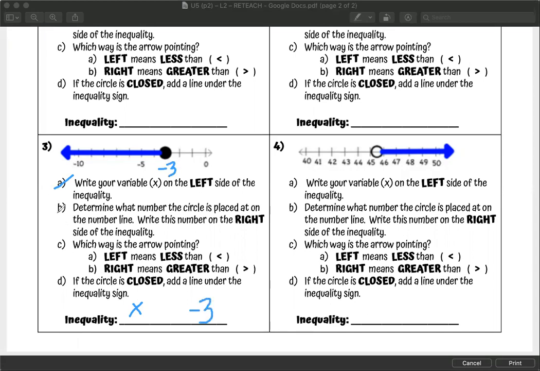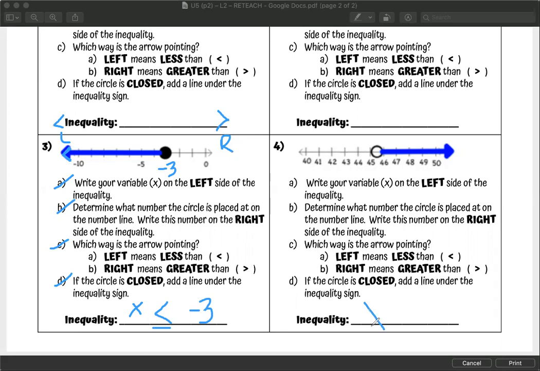So that was B. Now we're looking at C. Which way is our arrow pointing? We've got our arrow right here. Left means less. Right means greater than. So it was pointing to the left, so our inequality is less than. That was C. And then there's a closed circle, so that means we need to put our line underneath. So x is less than or equal to negative 3.